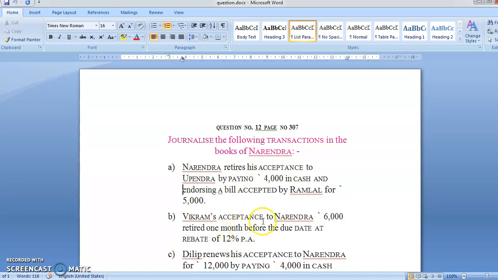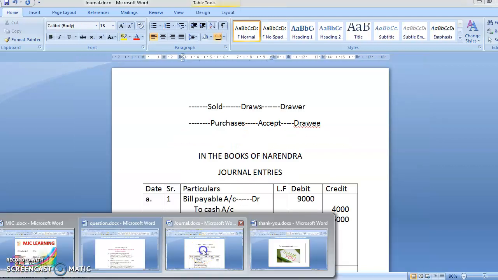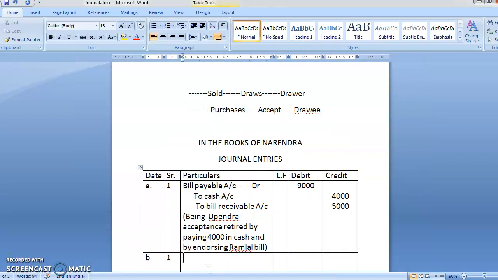Vikram's acceptance to Narendra. See, Vikram had accepted from Narendra, that is, Vikram is a drawee, Narendra is a drawer. Vikram's acceptance to Narendra of rupees 6,000 is retired 1 month before the due date at a rebate of 12%, that is, he is retiring the bill. So what is happening when the bill is retired? Money comes in, you have to give a rebate and the bill goes out. So what will be your journal entry? This time you are in the position of a drawer, because the other person is accepting the bill. So you will get the money.